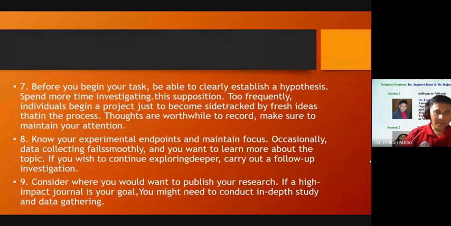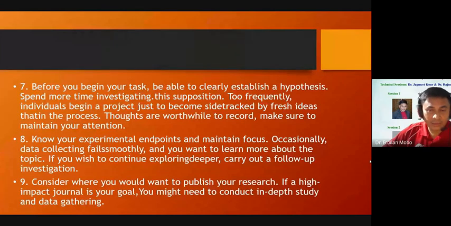And then before you begin your task, you have to clearly establish a hypothesis, which is aligned, of course, with those objectives or statements of the problem. From this, you would be able to know that the response of the author is highly significant or has a positive result. Okay? So thoughts worthwhile to record, make sure to maintain your attention, then know your endpoints and maintain focus. Occasionally, data collection is done from time to time.